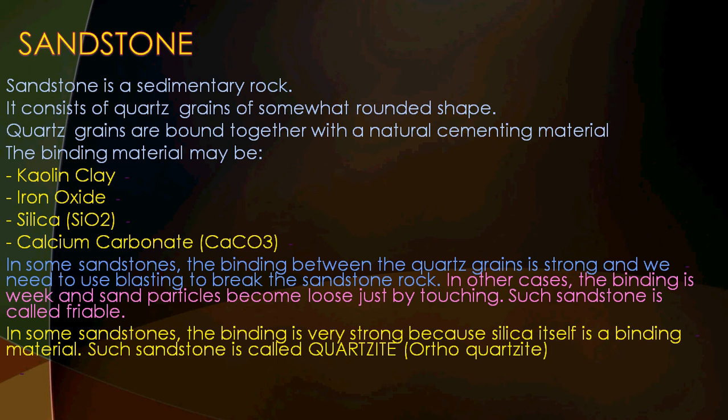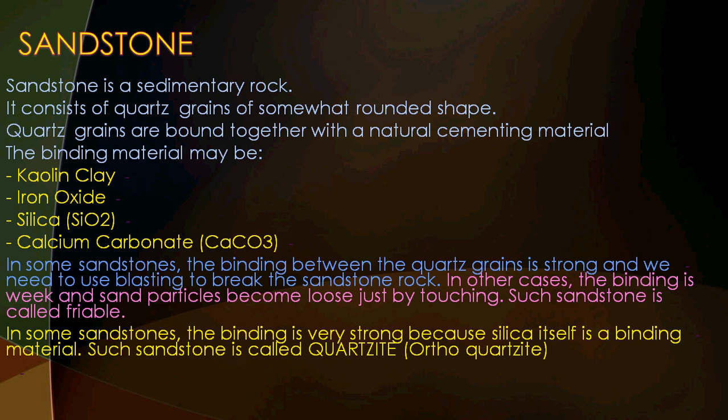forming a rock. In some sandstone, the binding between the quartz grains is strong, and we need to use blasting to break the sandstone rock. In other cases, the binding between the sand grains is weak, and sand particles become loose just by touching with the hand or with the hammer. Such sandstone is called friable sandstone, and the miners look for such sandstones because it is easy to mine, it is easy to excavate. You do not have to blast it, you do not have to crush it.